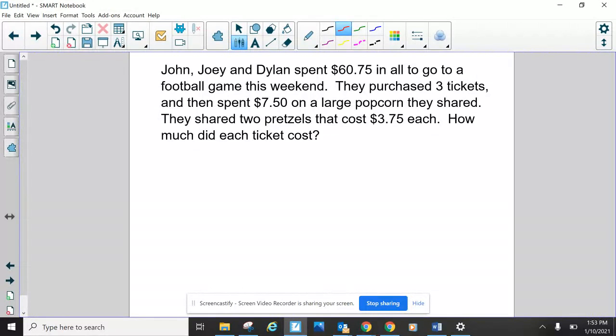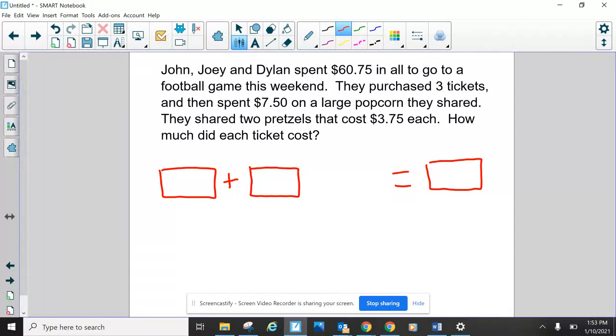John, Joey, and Dylan spend $60.75 in all to go to a football game this weekend. That sounds like they spent a total of $60.75. They purchased 3 tickets. They spent $7.50 on a large popcorn. And then they shared 2 pretzels. So 2 pretzels. I guess I should put popcorn in there, and I'll put 3 tickets in there.